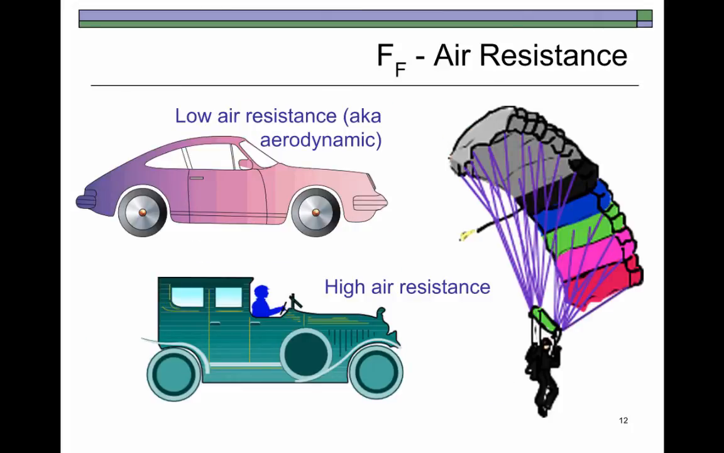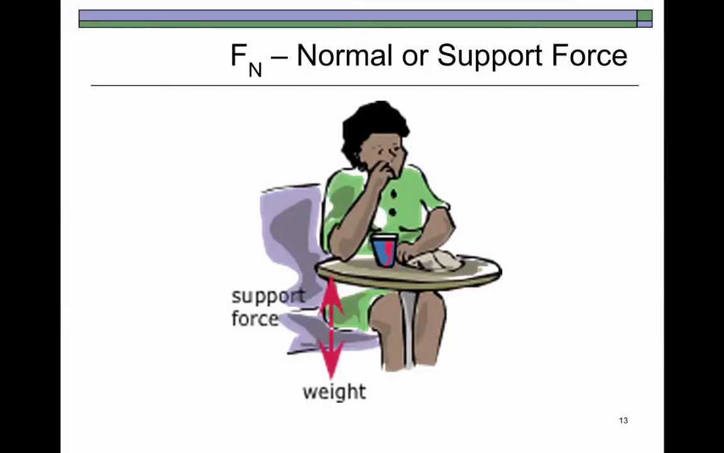Also part of F_F is going to be air resistance, air friction. Aerodynamic cars have very low air resistance, low air friction. A parachute has very high air friction. Finally, the normal force. We call it the force that is always with you.